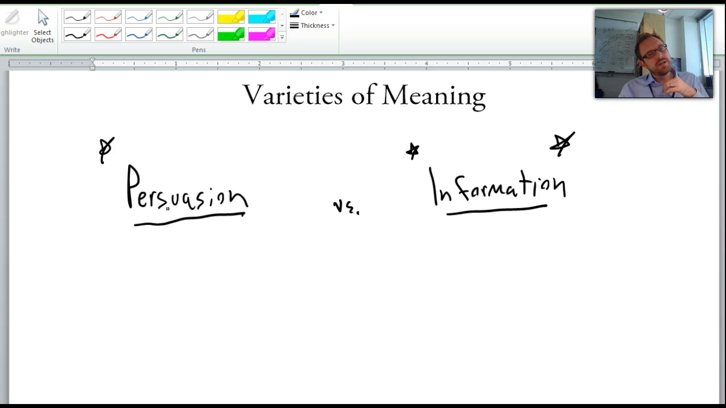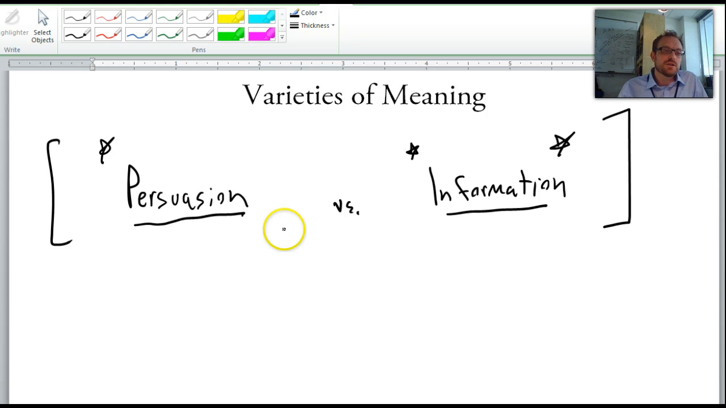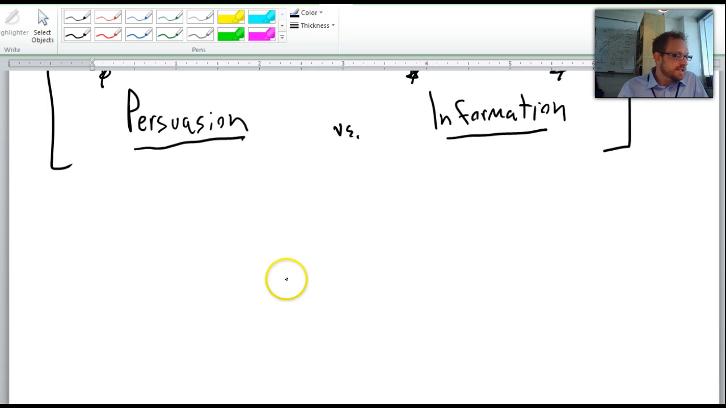By the way, I think in logic, this is a really critical distinction: persuasion versus information. It may not be the nicest way of explaining that distinction, but there are two types of discourse. You have informative discourse and you have persuasive discourse. I think that would be the more technical way of understanding the distinction.